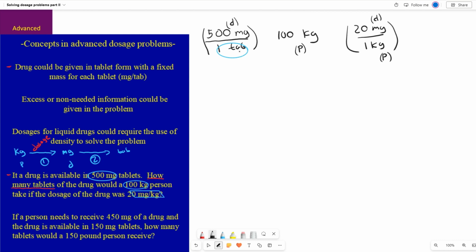But once you figure out the steps, it's not that bad. So we're going to first convert the person's mass from kilograms into milligrams of drug. We have a 100 kilogram person, and we'll use the dosage here. We have 1 kilogram, we'll put milligrams up there, so it's 20 milligrams of drug per kilogram of person. Kilograms of person cancels out, so we are left with 2,000 milligrams of drug.